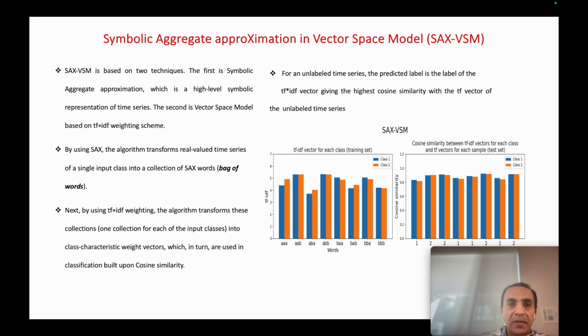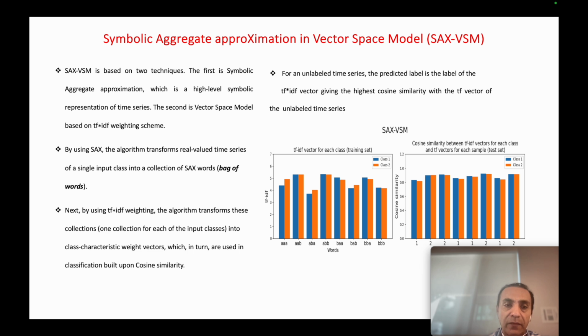So here we will describe the method that we use for classification, called symbolic aggregate approximation in vector space model, which stands for SAX-VSM. It's based on two techniques. The first is symbolic aggregate approximation, which assigns a high-level symbolic representation of the time series, and the second is vector space model, which is based on the TF-IDF weighting scheme. So by using SAX, the algorithm transforms a real-valued time series of a single input class into a collection of SAX words, or bag of words.